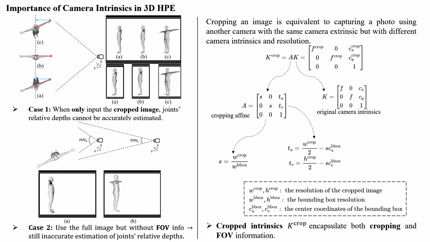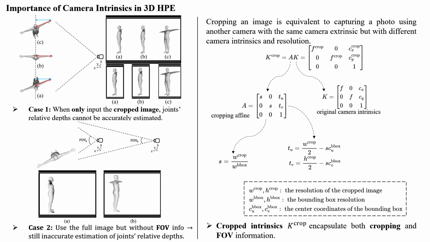We use two examples to show the importance of camera intrinsics in 3D HPE. Case 1 shows a camera capturing 3 human subjects with identical body shapes. The resulting images and the cropped images are also shown in the figure. The blue lines denote the relative depth from the left hand to the pelvis, while the red lines represent the arm length. In addition, the red lines for A and C are parallel.